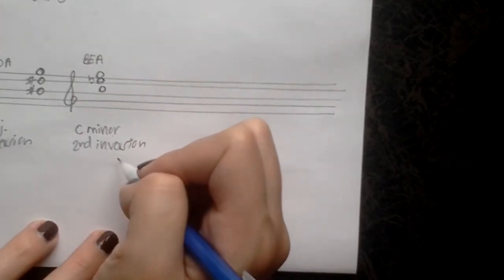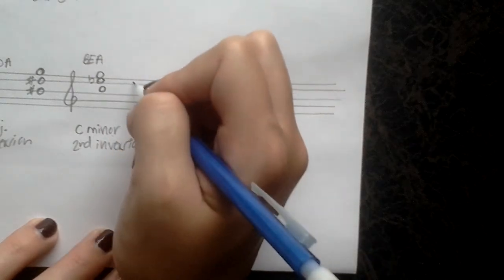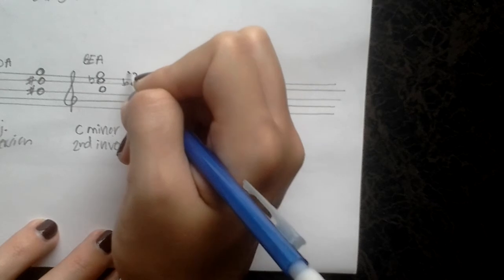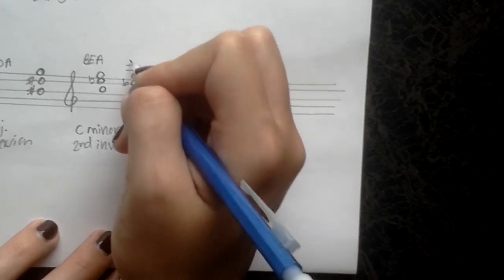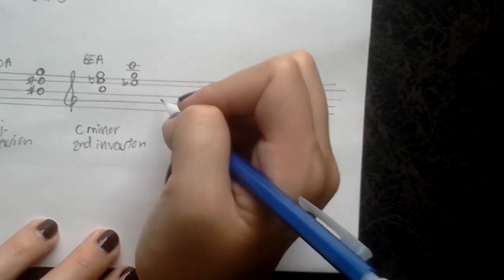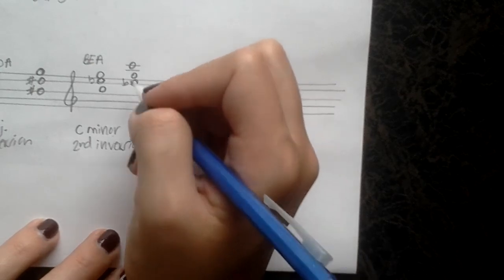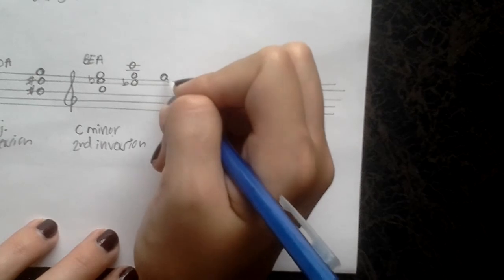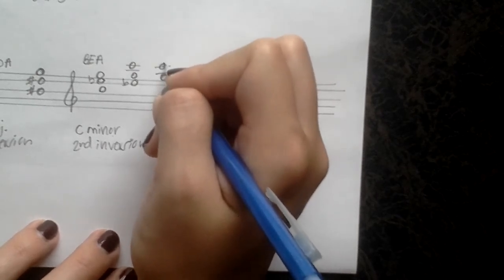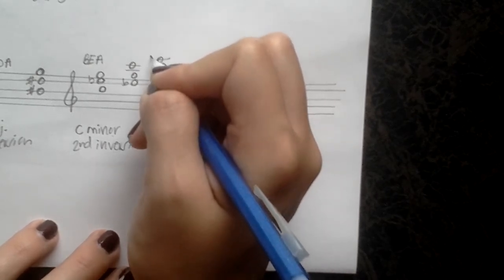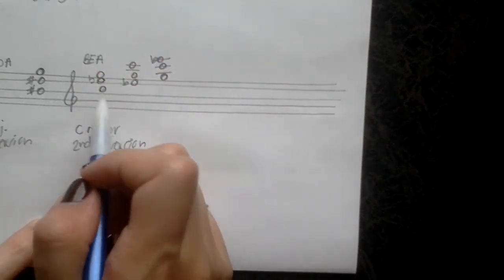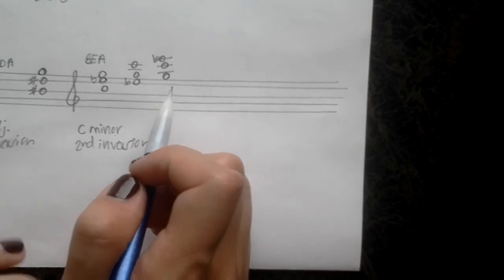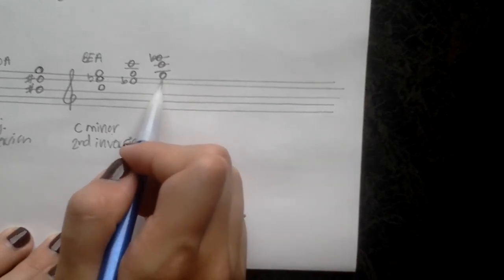Now we need to put it in second inversion. So first, what we're going to do is flip the C up an octave. And we need to go another step further because we want the 5th on the bottom. I know it's on a lot of ledger lines, but that way you can practice seeing what things look like on ledger lines. So now this is in second inversion.